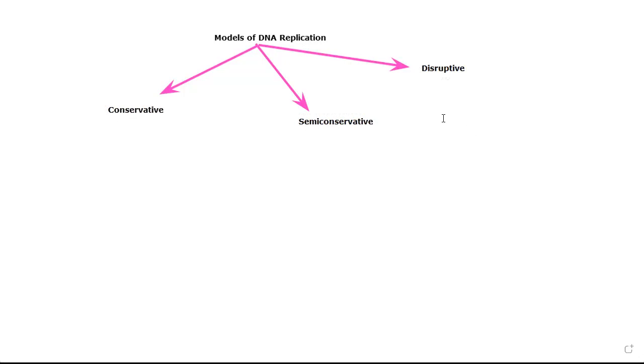Conservative means that both strands are the same as the parent strand. I mean, that doesn't really happen because one strand is new. So actually, for example, these are the two strands of the parental strands, and they will make completely new strands of DNA, and the original remains as such. And it is not possible. Correct?